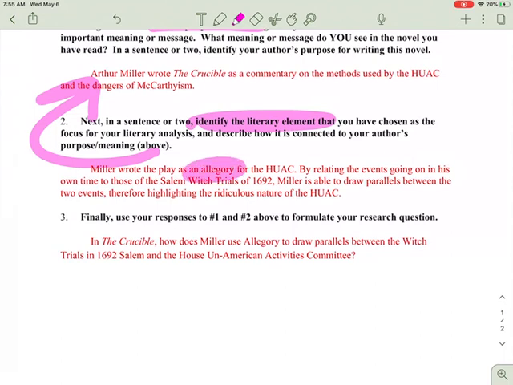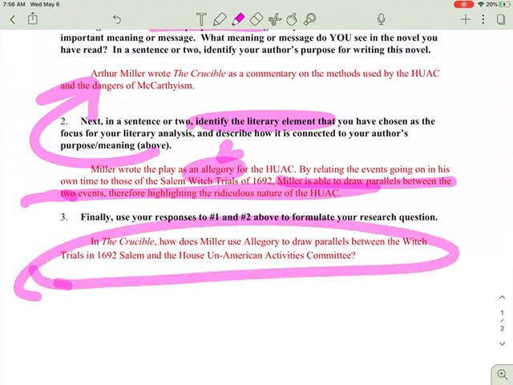I said Miller wrote the play as an allegory, so that's what I'm going to be focusing on for the HUAC. By relating the events going on in his own time to those of the Salem witch trials of 1692, Miller is able to draw parallels between the 2 events, therefore highlighting the ridiculous nature of the HUAC. So here is the literary element I'm using, and this is how he's able to connect to the purpose, right? And then finally, use your responses from 1 and 2 above to formulate your research question.